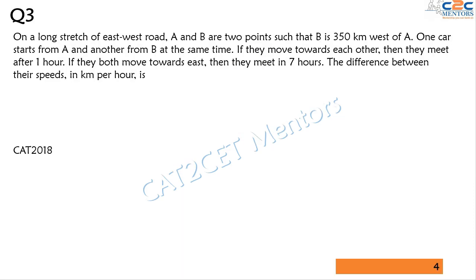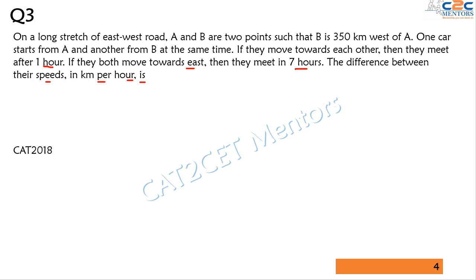Question number 3. In this question we are provided that on a long stretch of east-west road, A and B are 2 points such that B is 350 kilometers west of A. One car starts from A, another from B at the same time. If they move towards each other, then they meet after 1 hour. Okay. If they both move towards east, then they meet in 7 hours. The difference between their speed in kilometers per hour is.